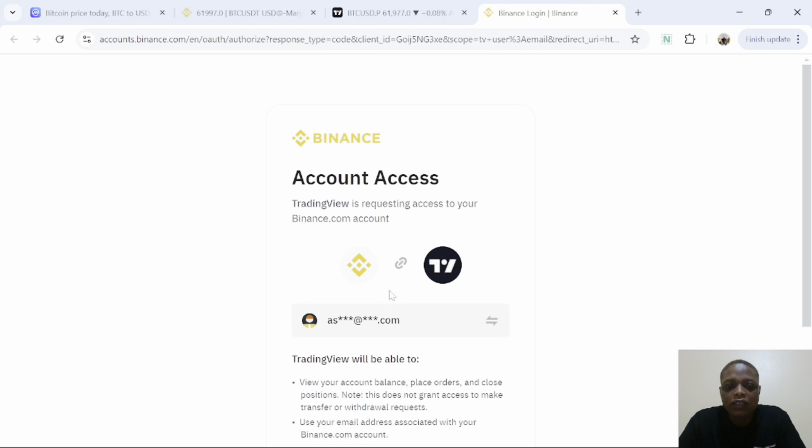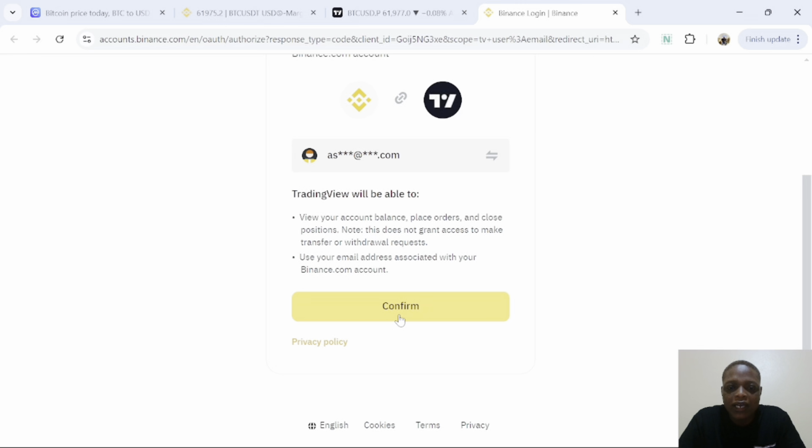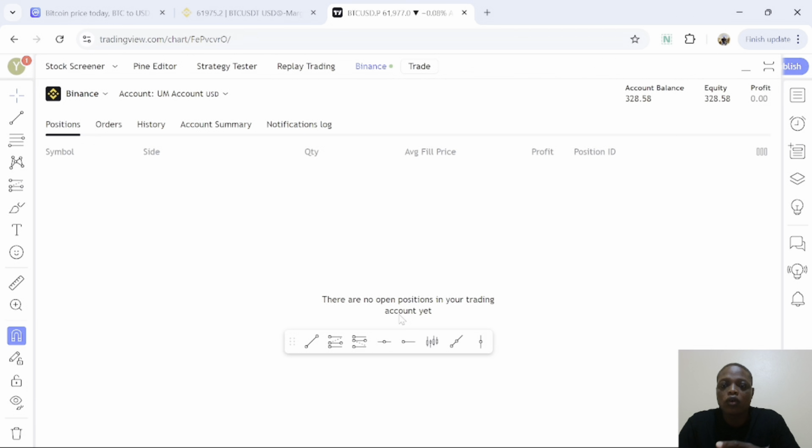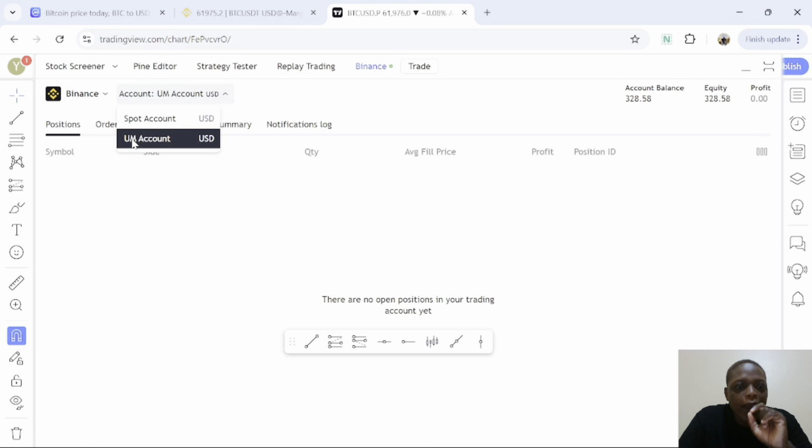After clicking on connect, I have to make sure that I've connected my Binance account to my TradingView. So I'll just confirm. After confirming, my Binance account is now going to be linked to my TradingView wallet, so that I'll be able to take the trades straight away from my trading account on TradingView. You can see on this page, we now have Pine editor, strategy tester, replay trading, Binance, then we have trade panel. So what you are going to be doing is you are going to change here to UM account. UM account means futures account.